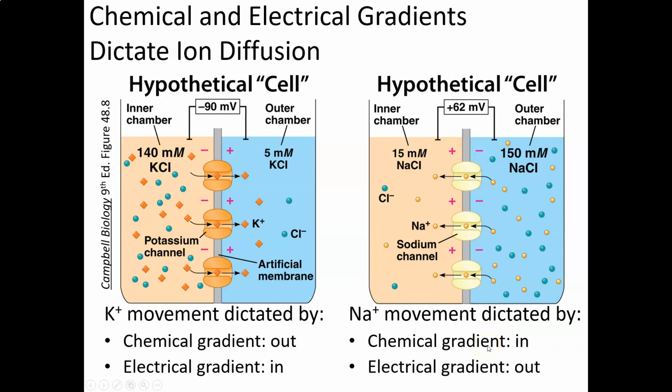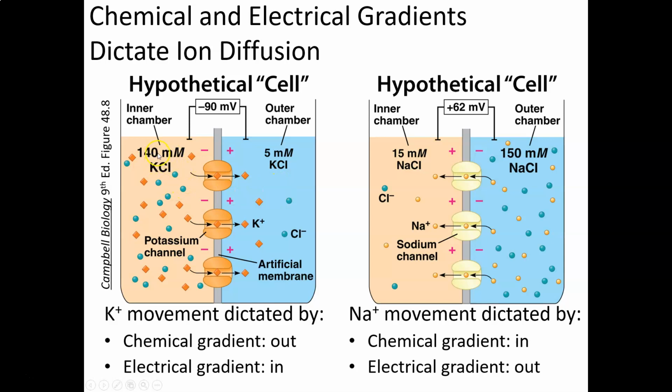The next slide is going to look at the chemical and electrical gradients based on the movement we just talked about. In this first part of the figure, we're going to look at a hypothetical cell. We have a membrane that separates the inside and outside of the cell, the 2 sides of the cell. The inside of the cell is shown in the tan color, and the outside is shown in the blue.